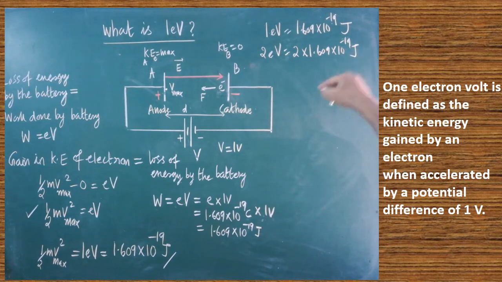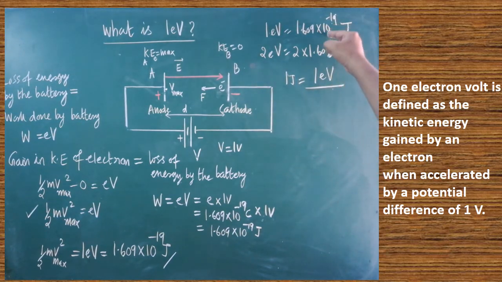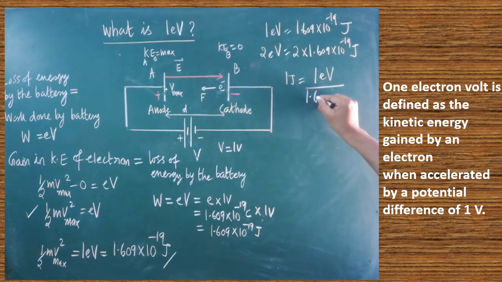Sometimes in other cases you may be asked to convert the value from joule to electron volt. How will you convert? 1 electron volt is equal to 1.609 into 10 to the power of minus 19 joule. This value is to be divided, this value must be cross multiplied. So 1 joule is equivalent to 1 electron volt divided by 1.609 into 10 to the power of minus 19. So this is the method of converting from joule to electron volt. Make a note, very important conversions.